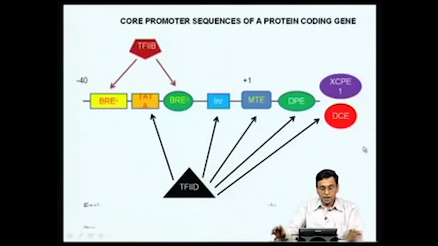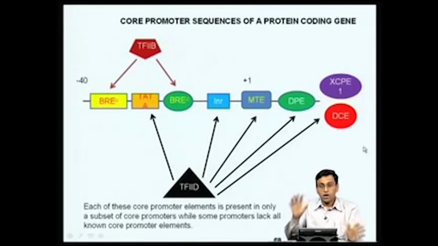Similarly, in the last class I told you the only component of the general transcription machinery which can bind DNA is TFIID, that is TBP and associated factors. But later studies have shown that even the TFIIB component of the general transcription factors can recognize DNA, and in fact the sequence recognized by TFIIB is called the TFIIB recognition element, or BRE.